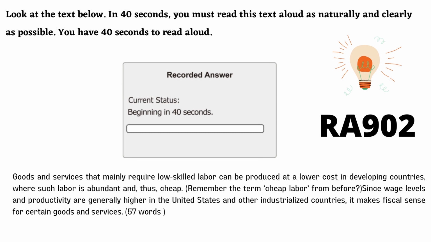Goods and services that mainly require low-skilled labor can be produced at a lower cost in developing countries, where such labor is abundant and, thus, cheap. Remember the term cheap labor from before. Since wage levels and productivity are generally higher in the United States and other industrialized countries, it makes fiscal sense for certain goods and services.